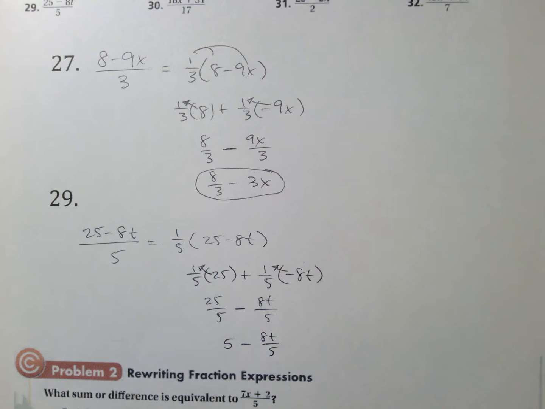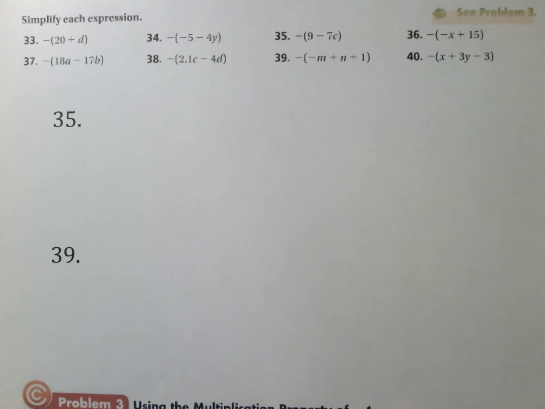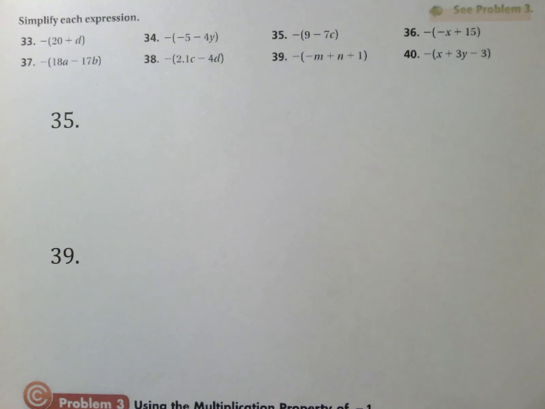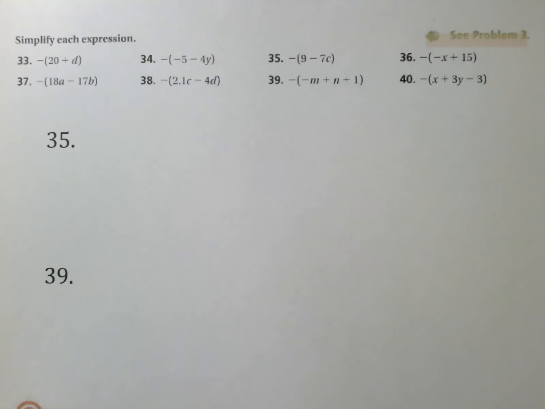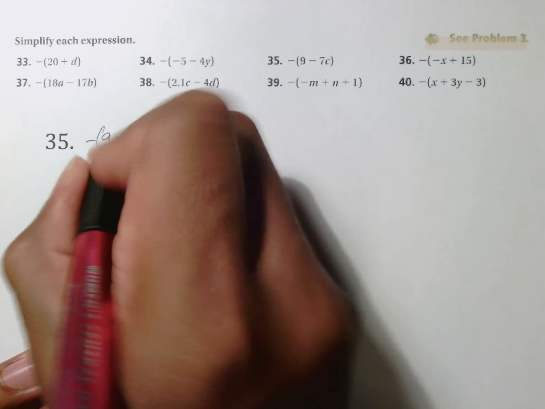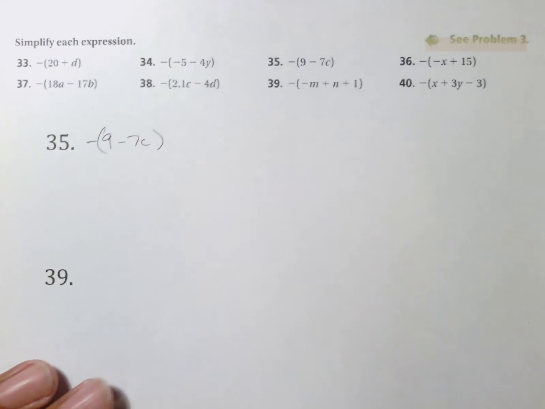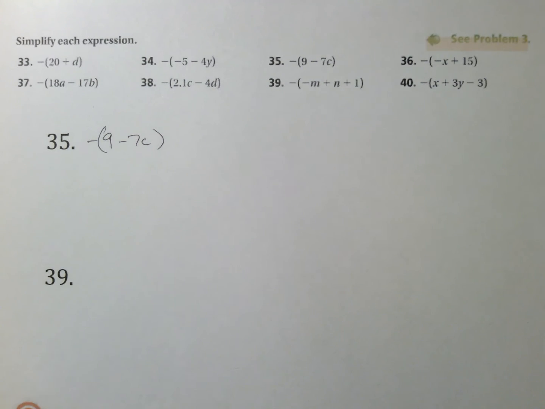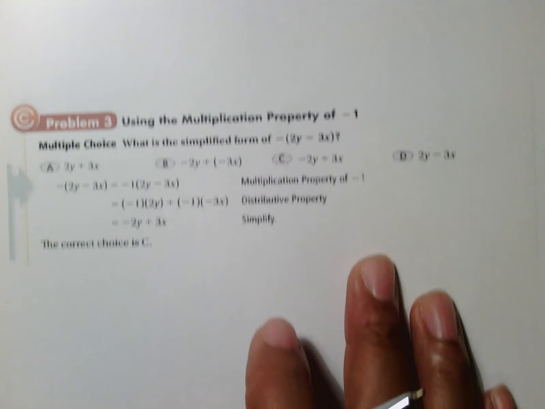We have one more thing to look at before you get some work to do, and we are going to look at those now. 35 gives us negative parentheses 9 minus 7c. Now this is a very simple problem. You just have to make sure you understand what's going on when you see it. So let's look at problem 3 and see what they're telling us.